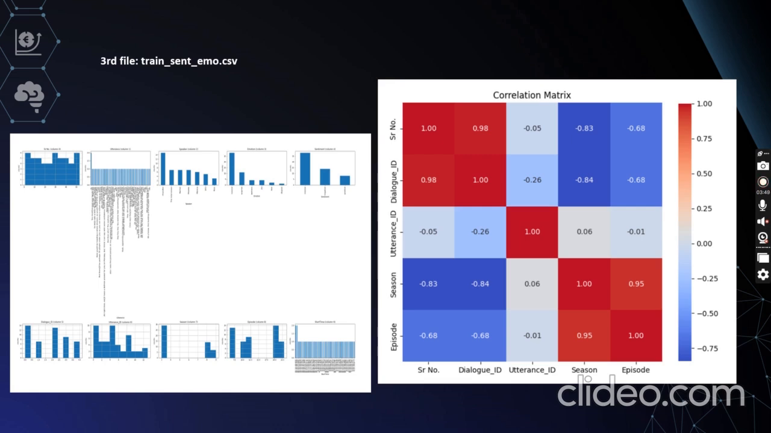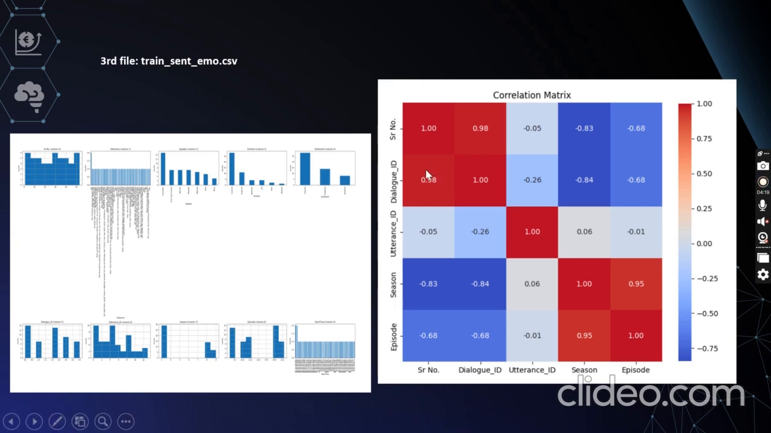Season and episode are unevenly distributed. Some seasons, for example season 5, and some episodes dominate, indicating possible data collection bias or focus on select episodes. Start time shows all values are unique or nearly so, reinforcing that each utterance is from a distinct time point in an episode. So while going to the correlation matrix, you can see strong positive correlation between serial number and dialogue ID, where we are getting 0.98.